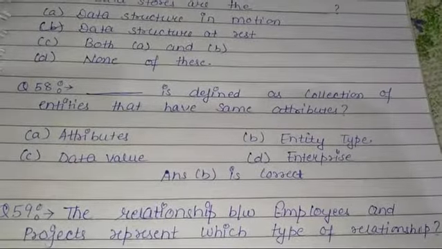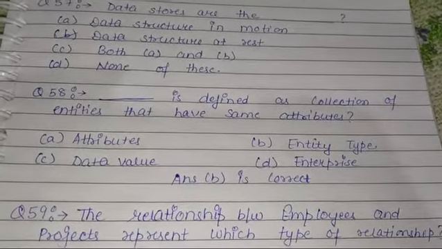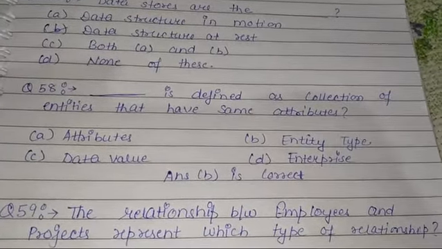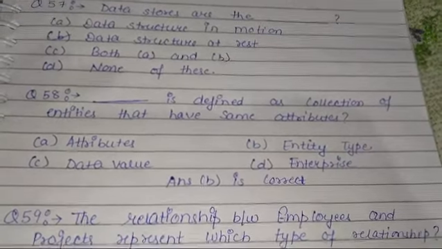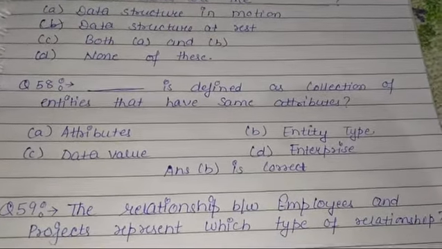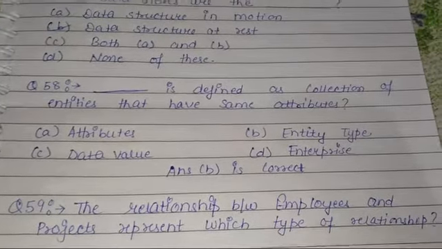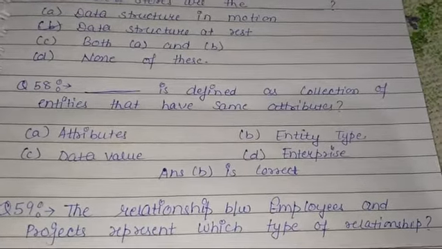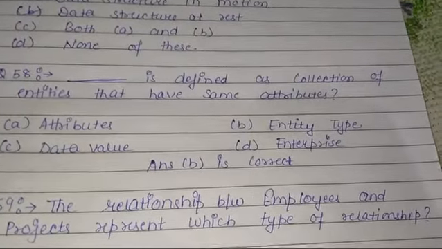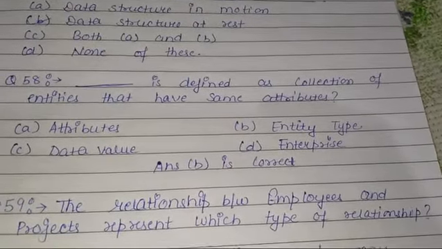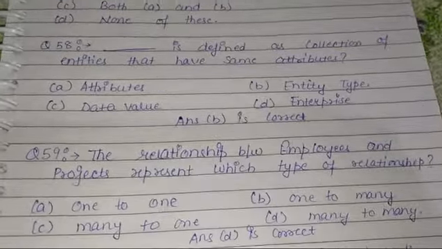Question 58. Dash is defined as collection of entities that have same attributes. A. attributes, B. entity type, C. data values, and D. enterprise. So here answer B is the correct answer. It represents entity type. Okay, an entity type is the collection of entities that have same attributes.